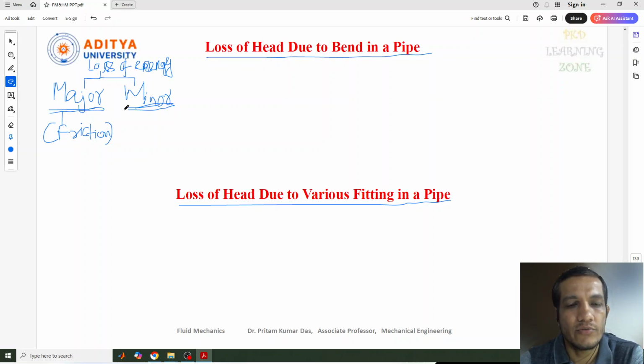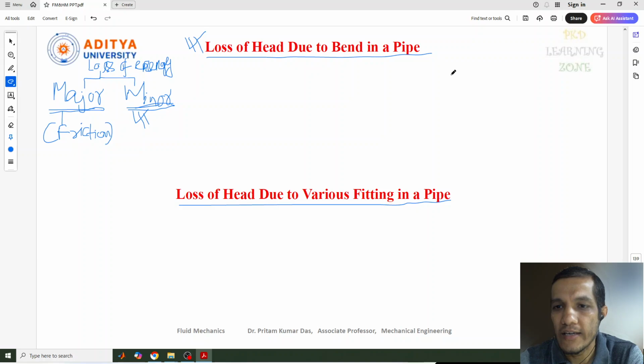Minor loss happens due to sudden contraction, sudden expansion in the pipe, obstruction in the pipe, exit and entry in the pipe, and also due to a bend in the pipe and fittings in the pipe. These cases come under minor loss. Right now we are discussing the minor loss, or loss of head, due to a bend in a pipe.